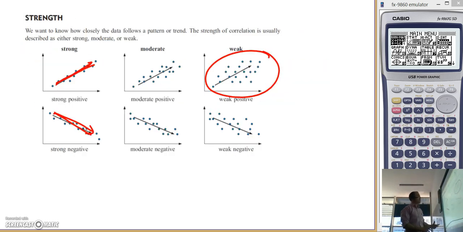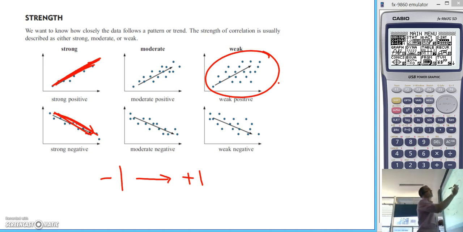One more thing on this side is that our values range from -1 through to +1. So +1 being a perfect correlation, increasing. So our first graph here, the strong positive correlation, would be close to a +1, -1 meaning a negative slope going down. Our weak data would have a value closer to 0, so it's got a weak association.